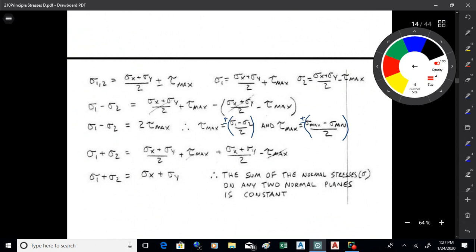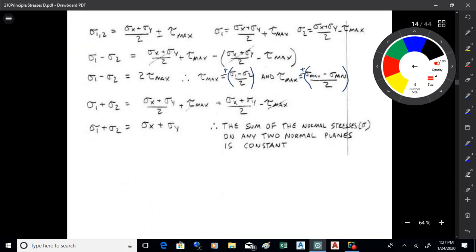All right. So instead of saying sigma x plus sigma y over 2 plus or minus the radical for the maximum in-plane shear principal stresses, sigma 1 and 2, you can say it's sigma x plus sigma y over 2 plus or minus tau max. Okay, you can go ahead and just substitute tau max in for that radical. That's what you can do.